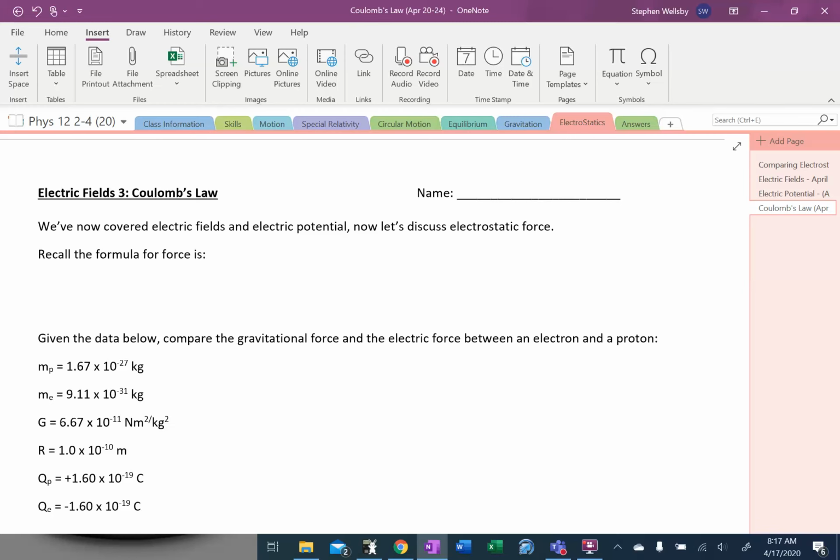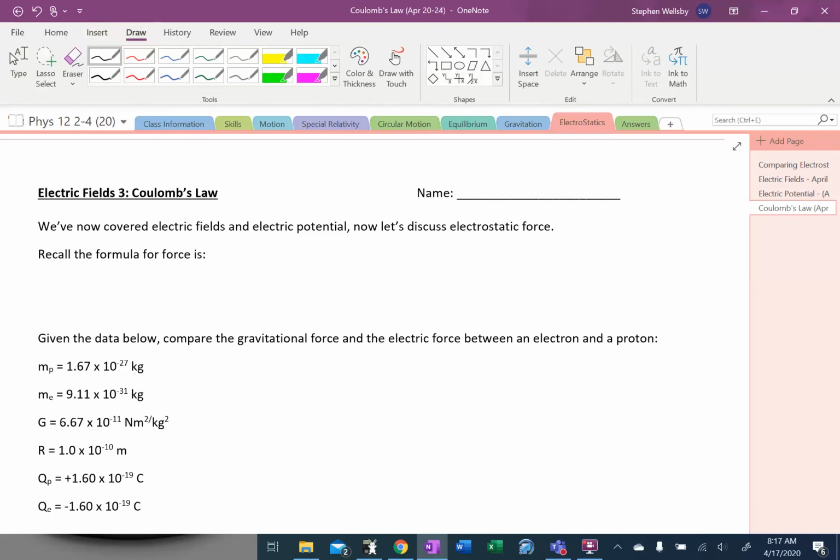Physics 12, and welcome back to week 3 of electrostatics. Today we are going to be covering Coulomb's law, which is the law that determines the force between electrostatic particles, or basically electric particles, and this is the law that describes it. So it's essentially this law we've seen before.